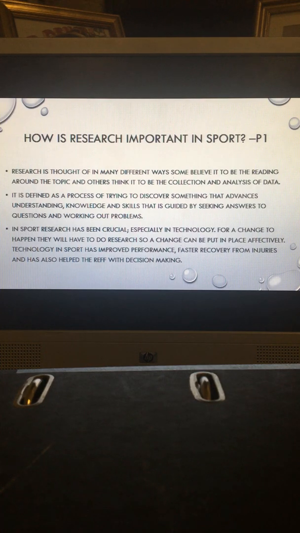Research has been crucial in sport, especially when it comes to the technology that has been installed. For a change to happen, there will have to be research done so a change can be put in place effectively. Technology has improved a lot in sport. It has improved performance, led to a faster rate of recovery from injuries, and has also helped refs with making crucial decisions. Examples of this include TMO in rugby and more recently goal line technology in football.